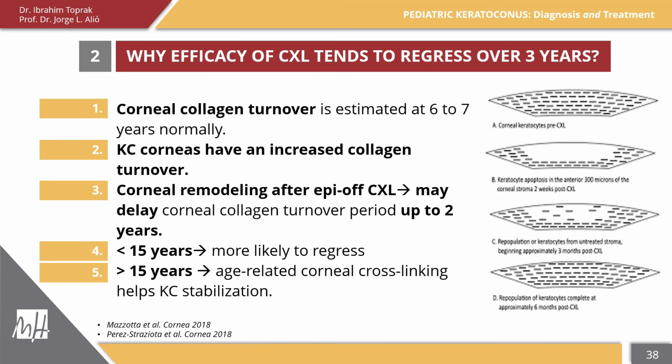The second question is why the efficacy of this treatment tends to regress over 3 years. It's related to corneal collagen turnover. Keratoconic corneas have an increased collagen turnover. Corneal remodeling after epi-off cross-linking procedure may delay the collagen turnover period up to 2 years. It was shown that before 15 years of age, efficacy is more likely to regress. After 15 years, age-related corneal natural cross-linking helps keratoconus stabilization.